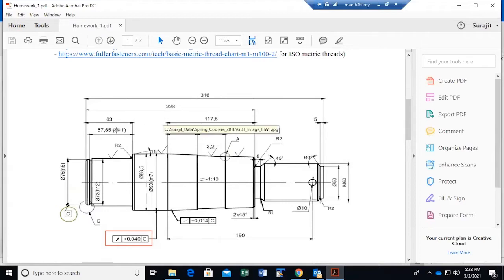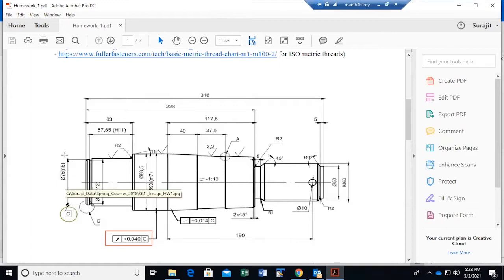So for example, if you look at this specific drawing, you can identify certain symbols like H11, M7, H12, N5. What does this N5 mean? If I say N5 corresponding to 75 diameter, what is the minimum size and maximum size, the upper limit and lower limit for that?